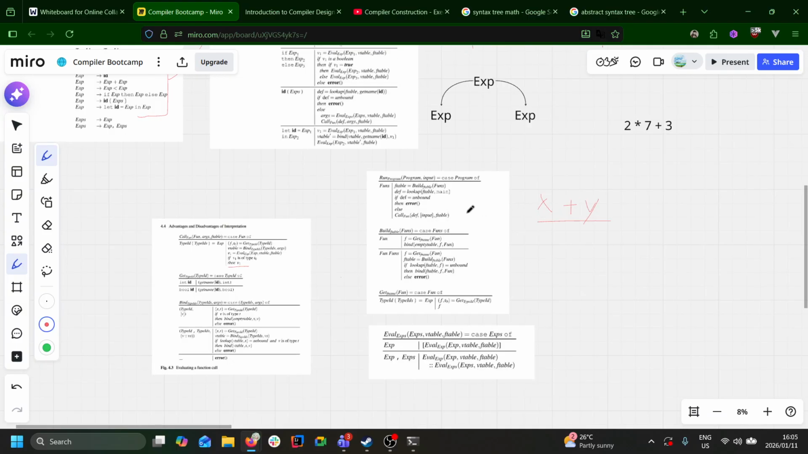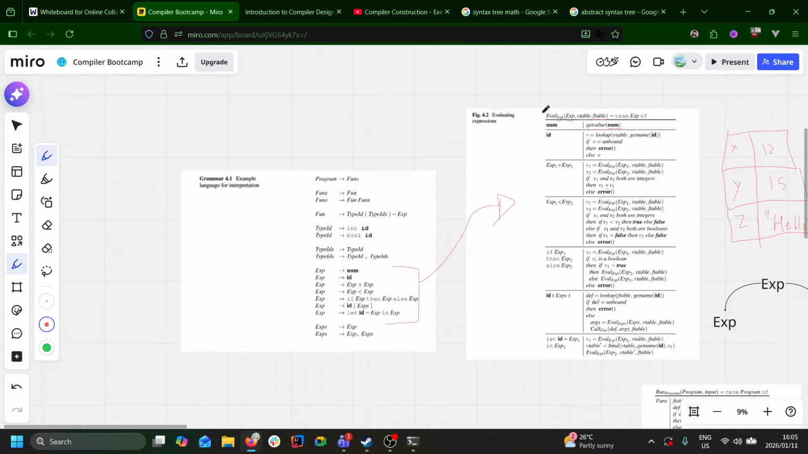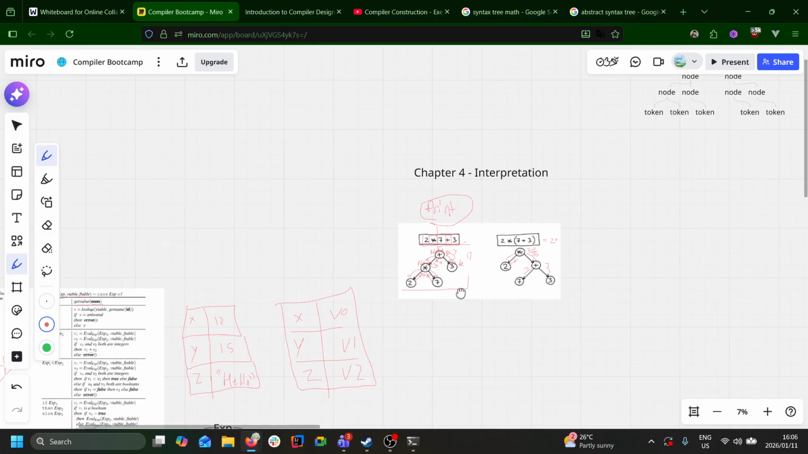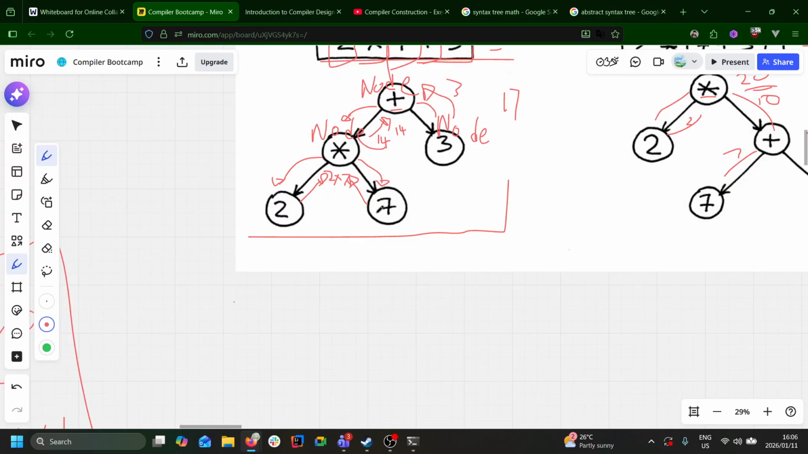The difference being what the tables do, or at least what the goal is. With chapter 4, it's interpretation. So your end goal is to get a result, as we've seen over here. But compare it to chapter 5, which does type checking, where you would check for something like this.